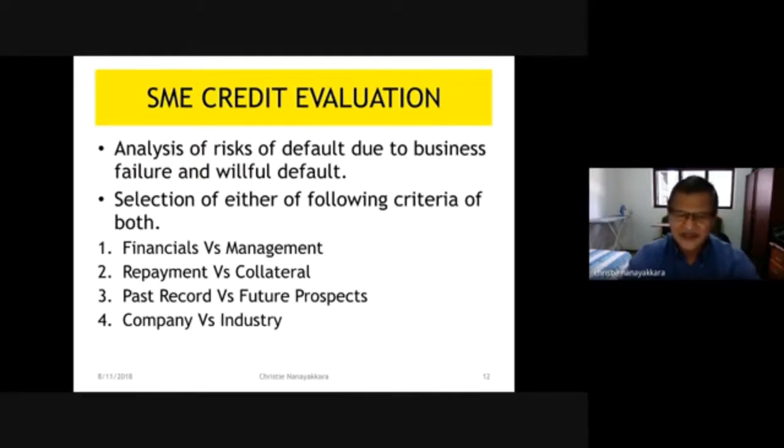But we also need to look at his future prospects. So future prospects means whether he has entered into a new kind of contract, whether he has now acquired new capabilities and a new partner has joined him. That kind of thing also you need to consider.